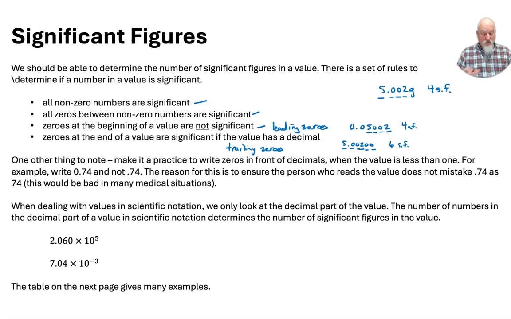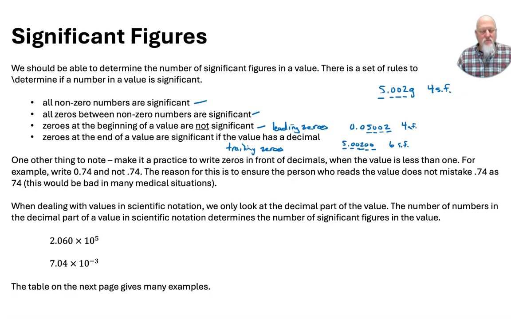So we're going to follow those 4 rules to determine the number of significant figures in a value. Non-zero numbers are significant. Zeros between non-zero numbers are significant. Leading zeros are never significant. Trailing zeros are significant if there's a decimal. That's it. 4 rules.